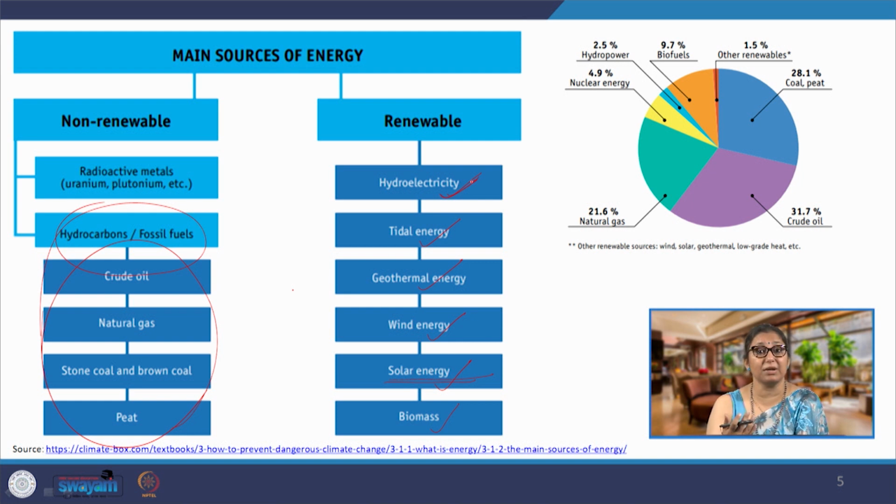So, there could be places where there is no potential for hydropower, tidal, geothermal, wind, or sometimes even solar. In such scenarios, renewable may not be a possibility. However, such regions, such geographies where none of this is possible are rare on earth. Often one or the other is usually possible.